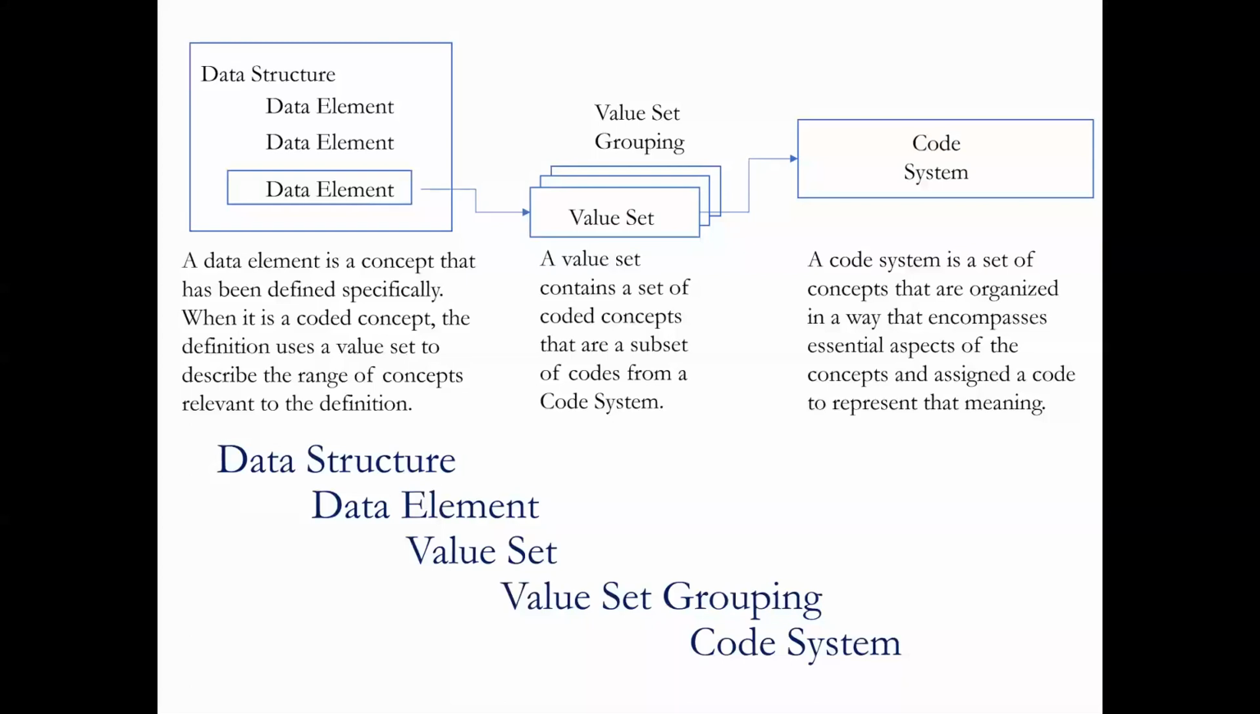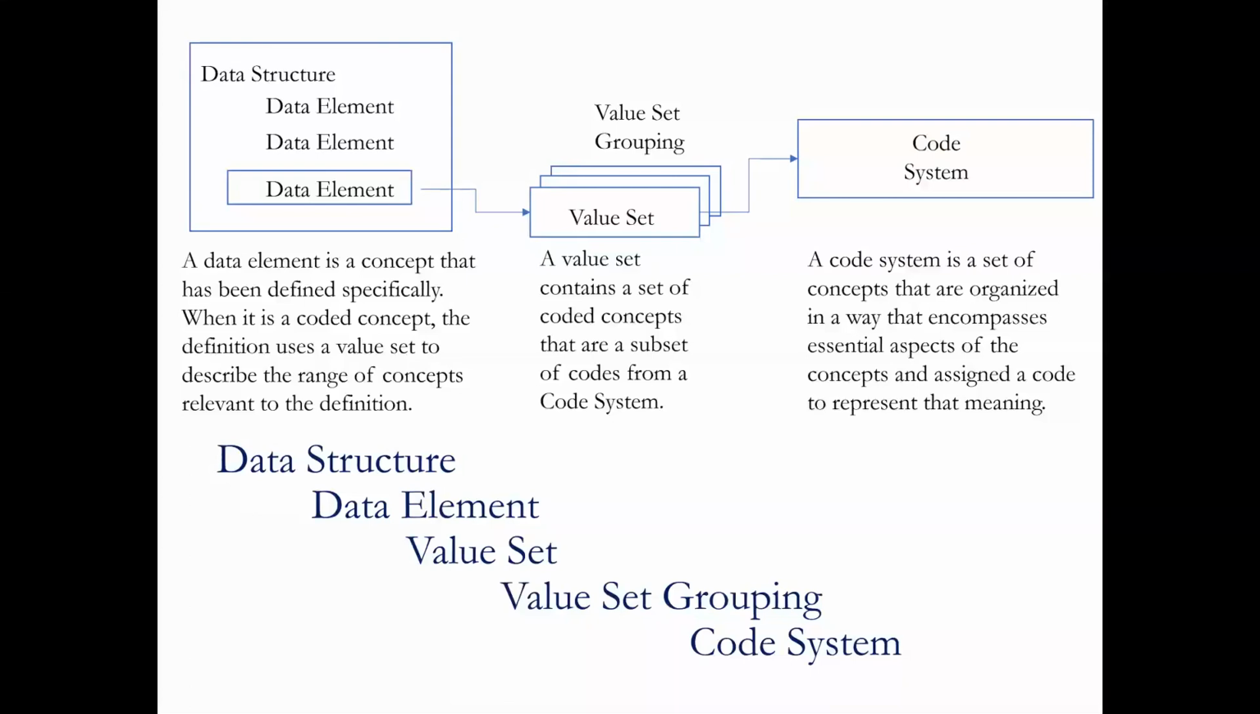A code system, on the far right-hand side of the picture, is a set of concepts that are organized in a way that encompasses essential aspects of the concepts and assigns a code to represent that meaning. The range or set of concepts that a code system uses in the definition of a data element and is allowed to be used when representing the data element, that's called a value set definition. Each concept in a value set is represented with a code.